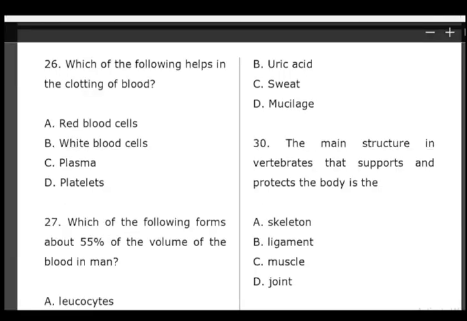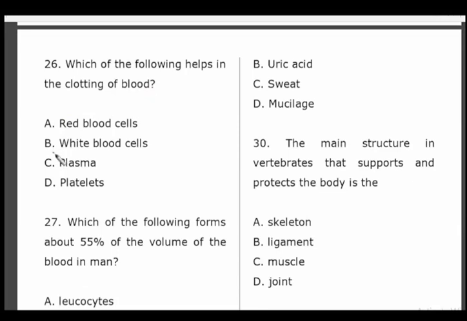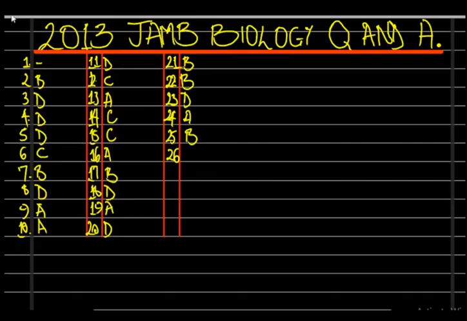26 now. Which of the following helps in the clotting of blood? I just made mention of that while I was talking about the components of the blood. It is not the red blood cell, because its own function is to oxygenate the blood. It is not the white blood cell or the leukocyte, because their own function is to help prevent the body against invaders. It is also not the plasma, because the plasma is the liquid component of the blood. So the answer there is the blood platelet, which is also called the thrombocyte. That is option D.